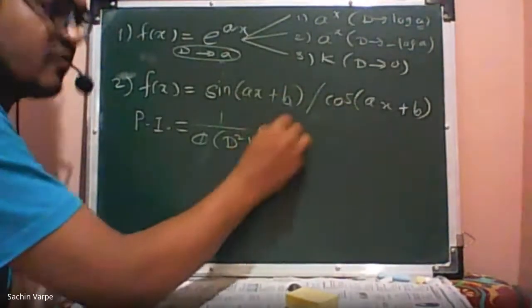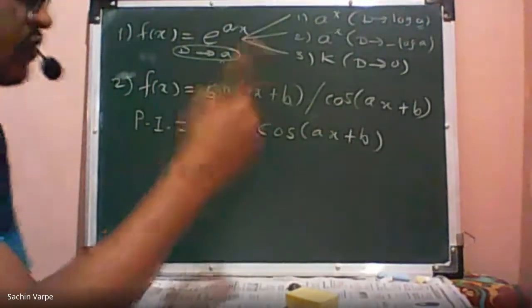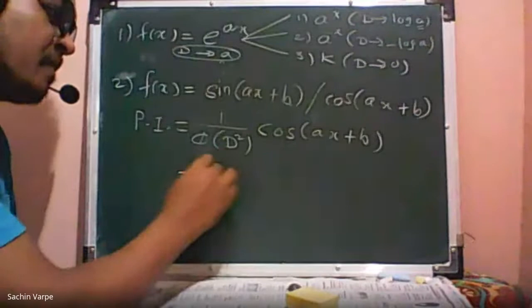So let us write for cos of ax plus b. For both of these, the criteria is the same. What we are doing is replacing this D square by minus of a square.